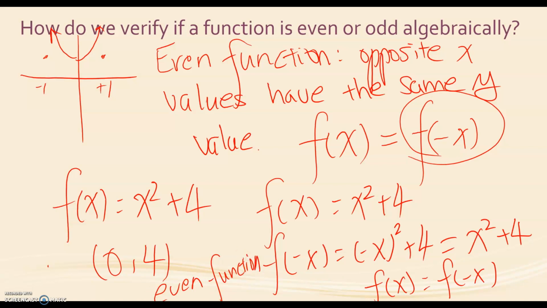So this is how we're going to algebraically prove that a function is even without having to look at the graph. We have to prove f of x equals f of -x: opposite x values have the same y value. That's probably the easiest way for you to remember.